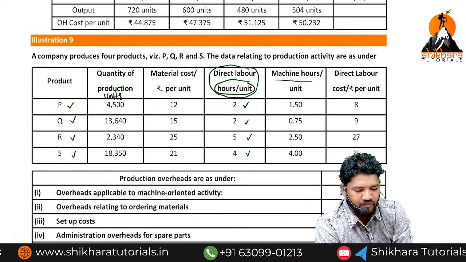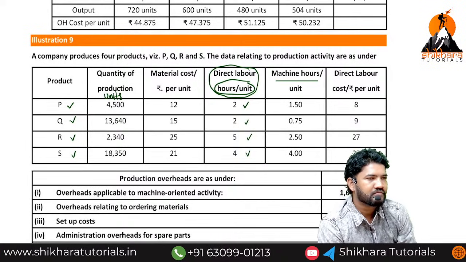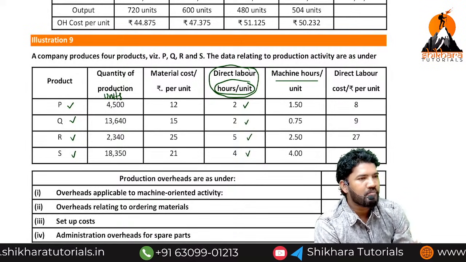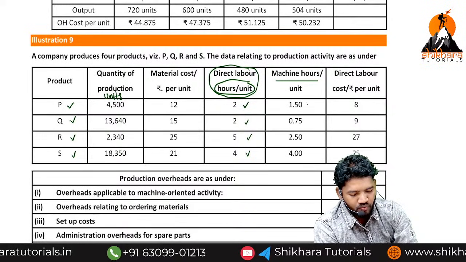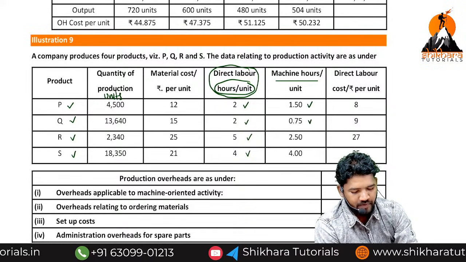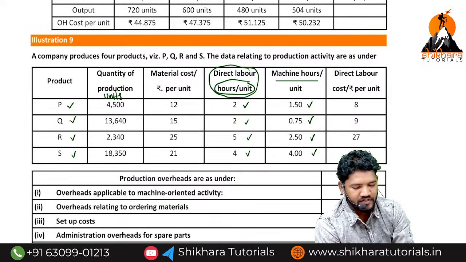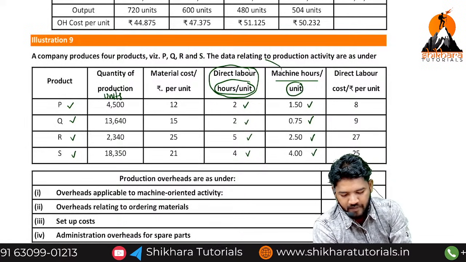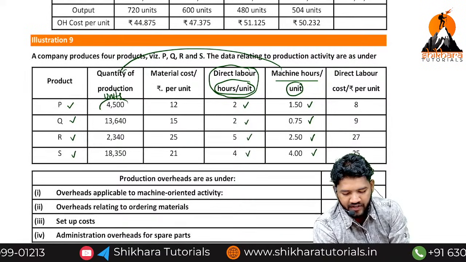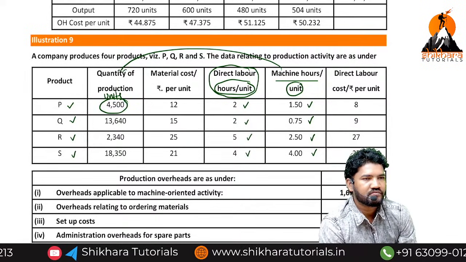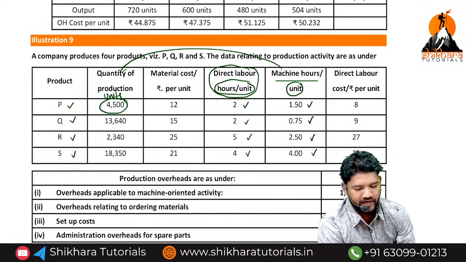Same logic they provided for machine hours. For 1 unit of manufacturing, P requires 1.5, 0.75, 2.5, 4. Clear? This is about per unit. If you multiply with quantity, you will get quantity related hours. Okay, then fine.